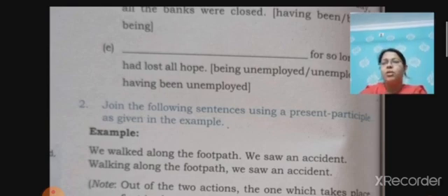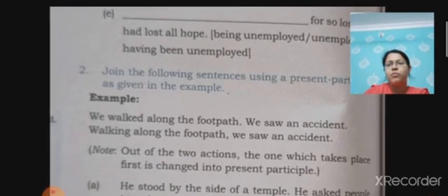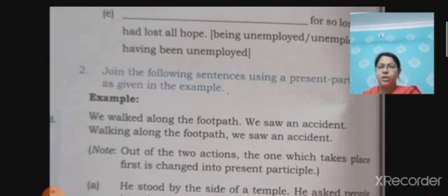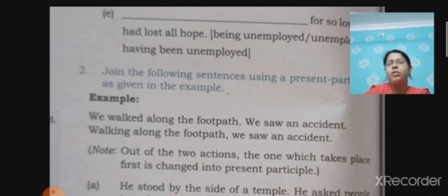We walked along the footpath and we saw an accident. So you need to note that one of the two actions, the one which takes place first, is changed into present participle. ठीक है? So you need to remember one thing कि आपको दो sentences दिए हैं, उसमें से जो action पहले हुई है उसको हमें present participle में change करना है. जैसे कि walking along the footpath we saw an accident.